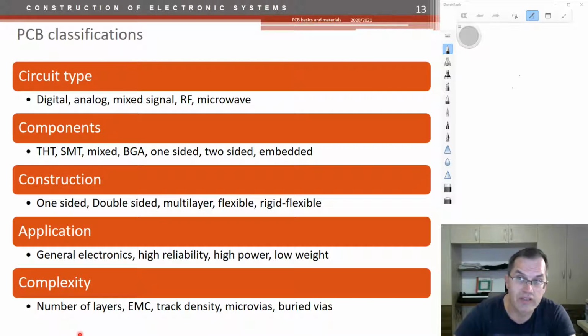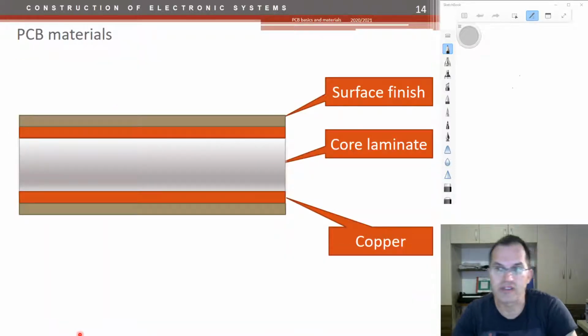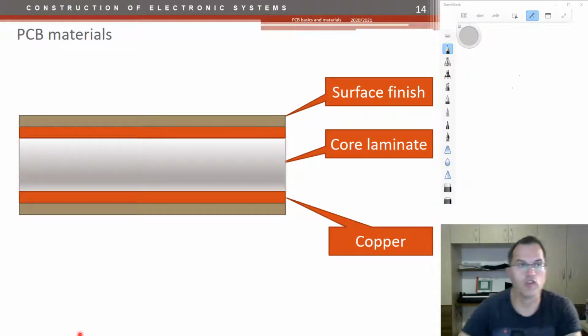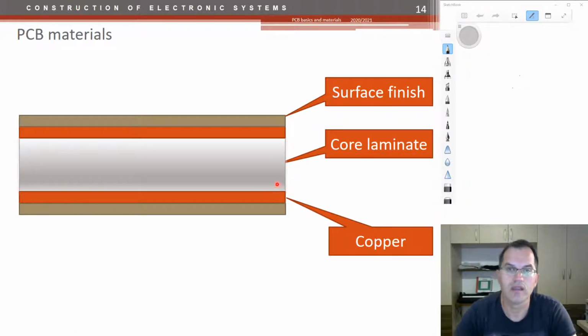Okay, let's go to the materials. What are the core materials for the printed circuit boards? Usually we divide the PCB into three main materials. The core material, which is also called laminate, the copper layers, which are conducting and of course form the tracks, and the surface finish on top and bottom. So these are three main materials that everyone should be aware of, and you can choose different qualities and types of these materials.